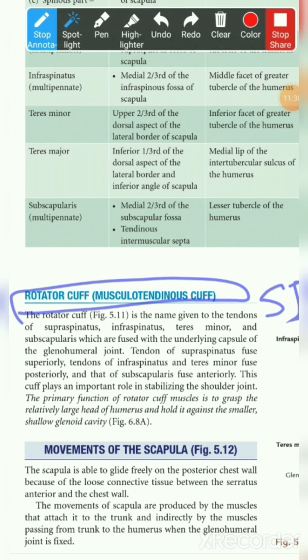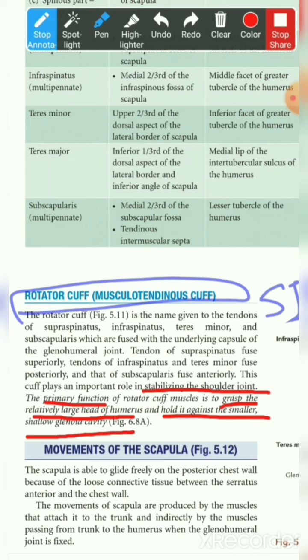If we say what is the main function of this rotator cuff muscle, in one word, you can say it stabilizes or strengthens the shoulder joint. Why? Because it is a ball and socket type of joint. The shoulder joint is, and the ball is larger, but the socket is smaller. So we have to stabilize the joint. This rotator cuff muscle stabilizes or strengthens the joint. The rotator cuff plays an important role in stabilizing the shoulder joint, and its primary function is to grasp the relatively large head of the humerus and hold it against the smaller, shallow glenoid cavity. So this is the function of the rotator cuff muscle.